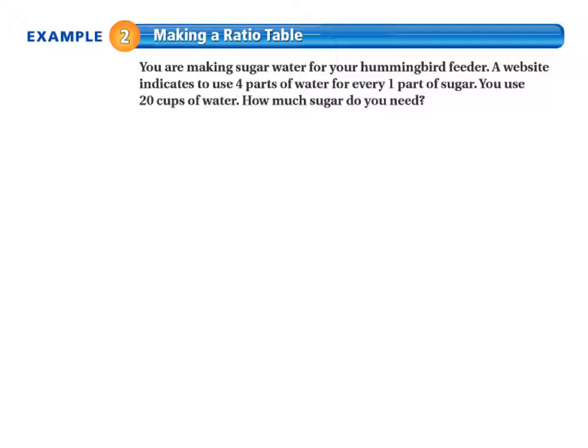Example 2. You are making sugar water for your hummingbird feeder. A website indicates to use 4 parts of water for every 1 part of sugar. You use 20 cups of water. How much sugar do you need?